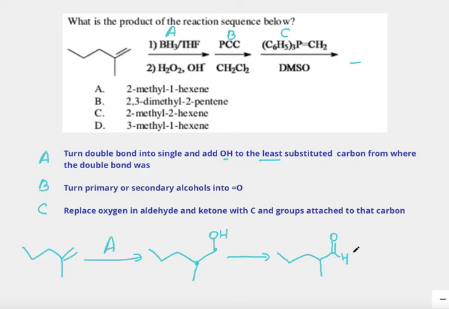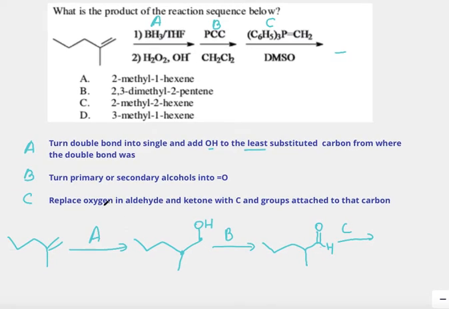Now let's go ahead and go to the last step. The last step is what is called a Wittig reagent. Basically, in a Wittig reagent, we will have phosphorus connected to 3 benzene rings on one side, and it will be connected to carbon with an alkyl group or hydrogens on the other side. And I wrote here that for part C, so this was my part B, this is part C, what we will have to do is replace the oxygen in an aldehyde or ketone, in this case aldehyde, with carbon and groups attached to that carbon.